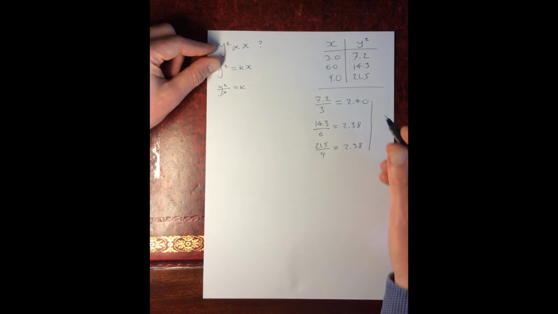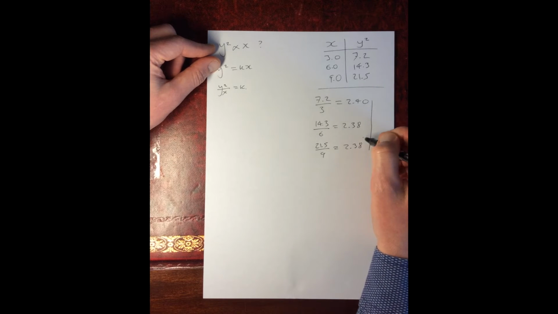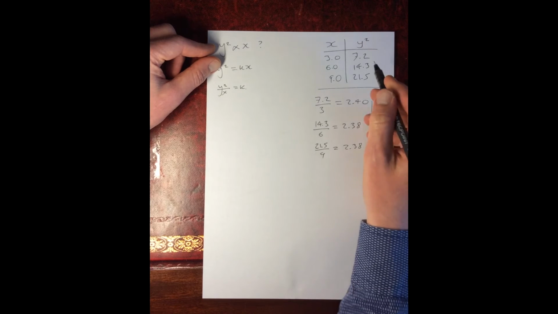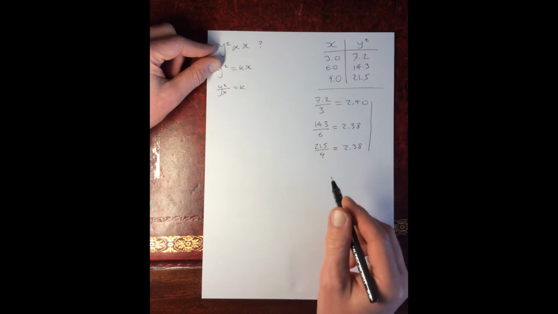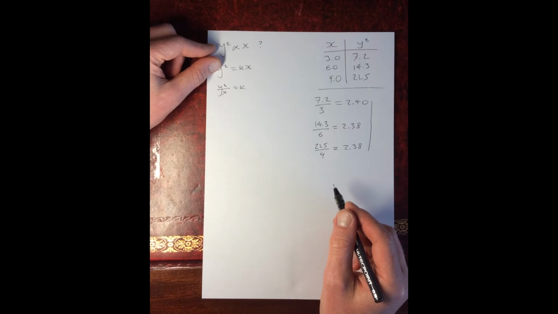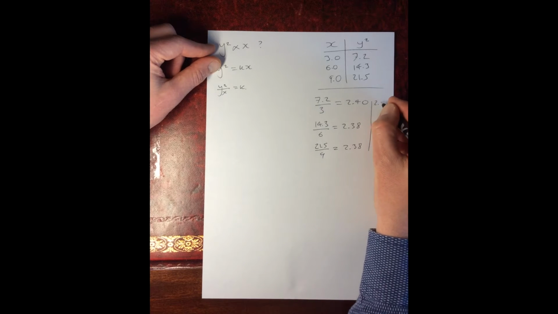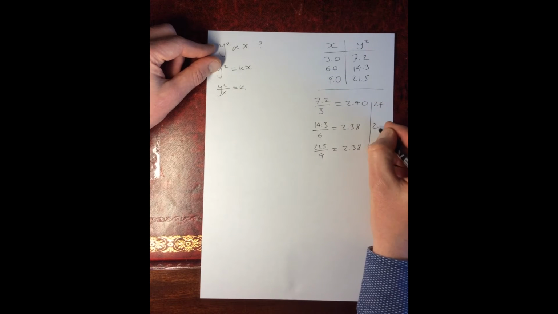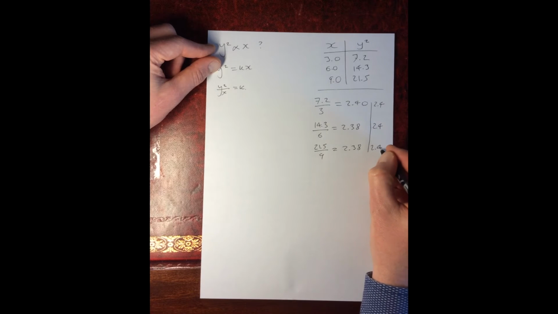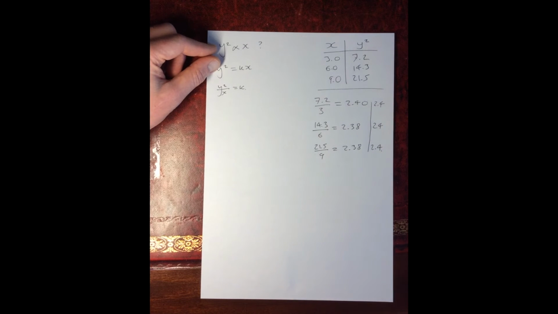However, you could say that there's only a small difference in the constant each time, and that could well be down to experimental uncertainty. If these are real results taken in an experiment, it could be down to experimental uncertainty. So you could argue that y squared is proportional to x, particularly because if you round these to one decimal place, they're all the same anyway. Okay, so you've got to use a little bit of judgment here.